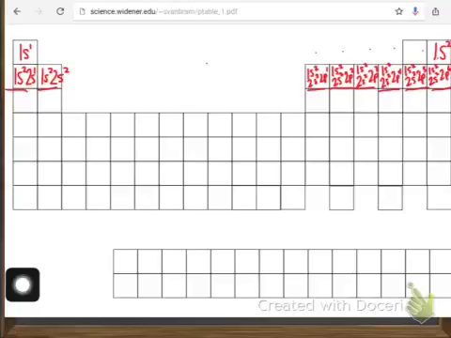Huh. How many elements are there in the second period? Let's see, 1, 2, 3, 4, 5, 6, 7, 8. 8 elements in the second period. How many electrons can you hold on the second main energy level? 8. That's so weird.